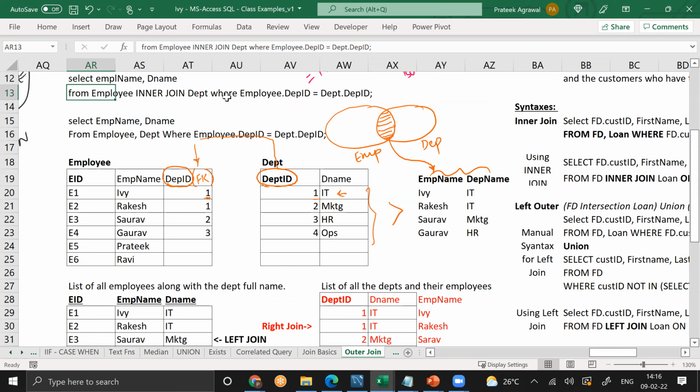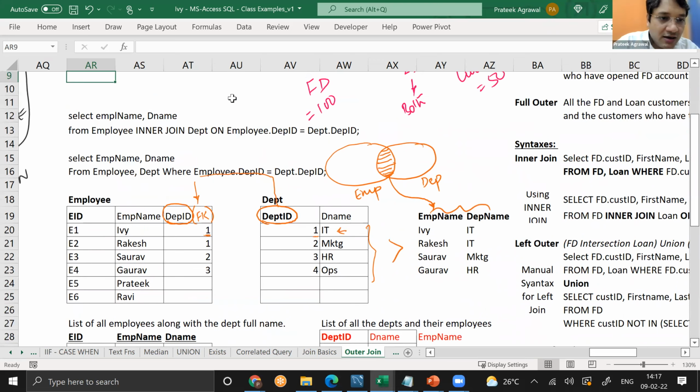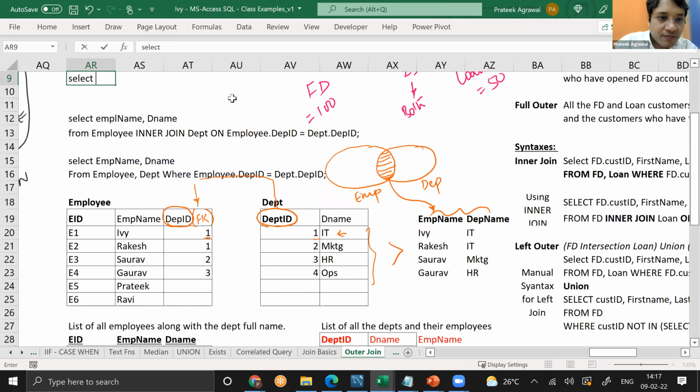Pratik, can you explain the syntax for inner join again? Yeah. From employee, that means from table 1, inner join table 2, on what logic? That means on which column are you inner joining them? On the basis of this common column, Sanjeev. Yes, now I got it. See, there is another method actually.